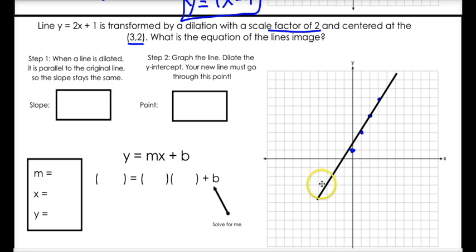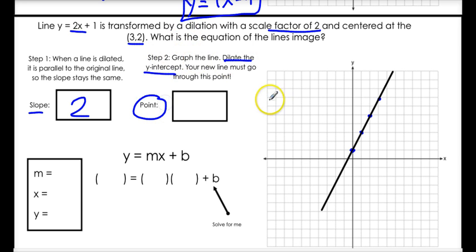Okay, beautiful. Now that we've got our line, what do we do? First we find the slope, and the slopes are going to be parallel, so if the slope of this is 2, the slope of your dilated line will be 2. And the next part is you have to dilate the y-intercept, and that's the point that will be used. So do not put (3, 2) here. That is not the right thing to do. You have to dilate the y-intercept and put that point here.